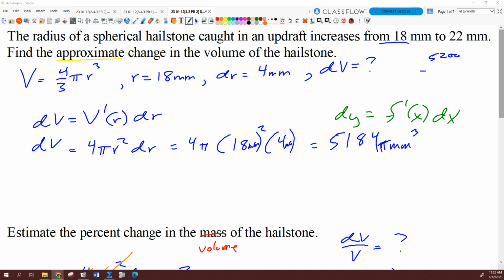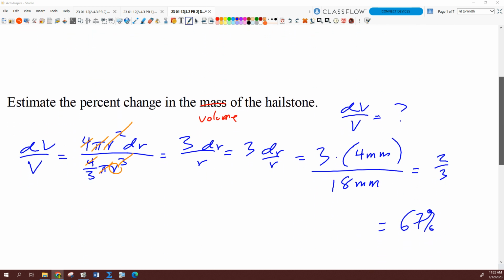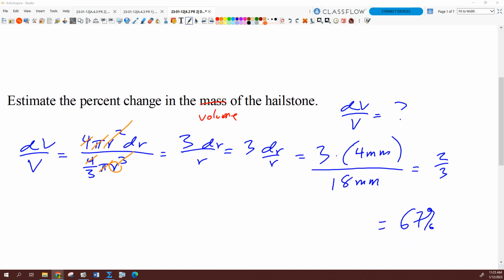I'd be a little suspicious because 4 millimeters is quite a bit compared to 18, right? The volume increased by a lot. If the volume is increasing by 67%, I don't know. I wonder how accurate that's going to be. And we'll come back and revisit this.